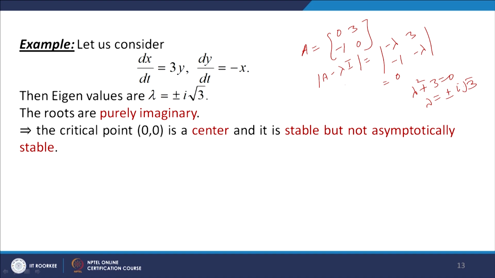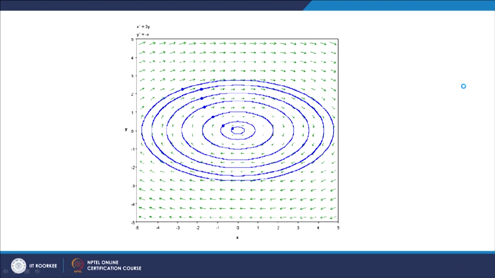So the critical point (0, 0), as we have already just now discussed, is a center. It is stable but not asymptotically stable. This is the figure here. You can see (0, 0) is a center, and it is stable but not asymptotically stable.